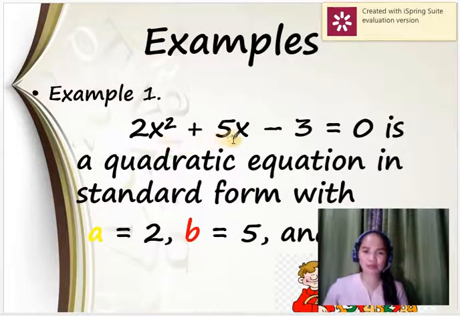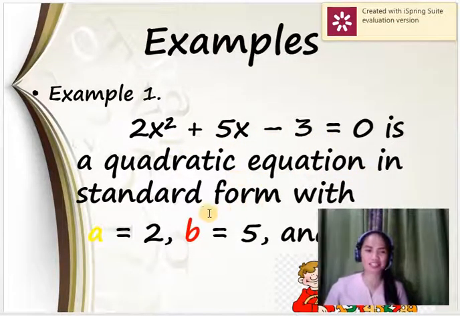Okay, so let us have our first example. 2x² + 5x − 3 = 0 is a quadratic equation in standard form, with a = 2, b = 5, and c = −3.